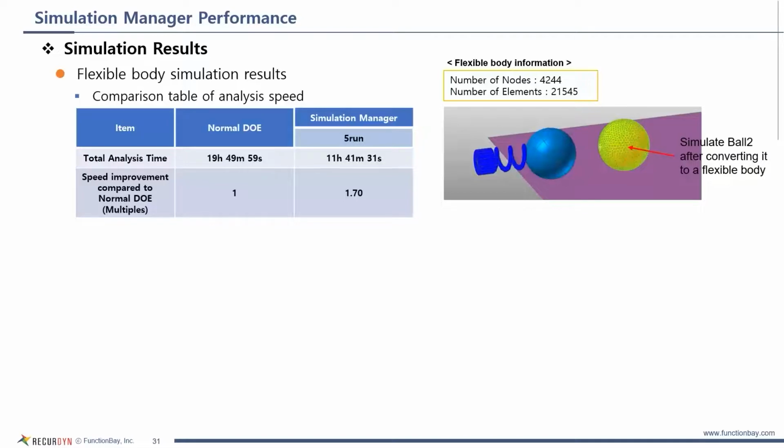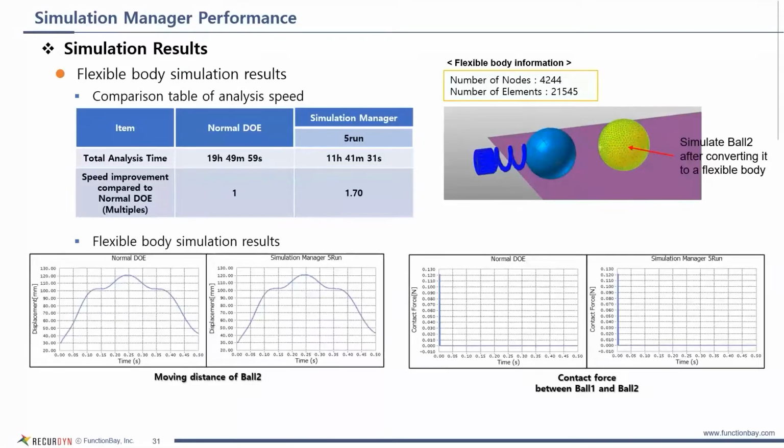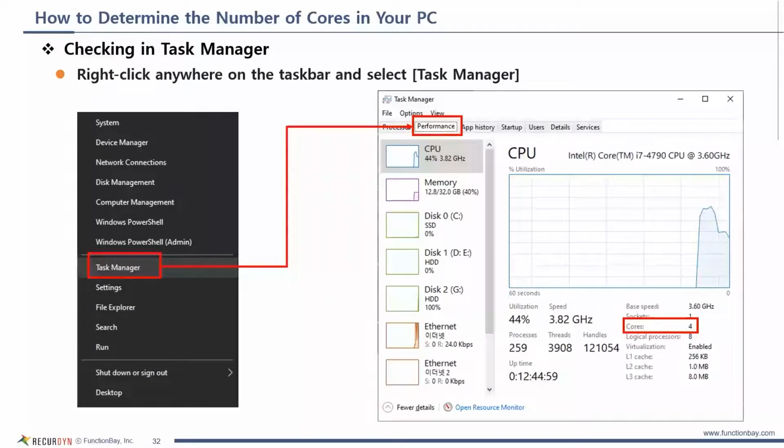And when running normal DOE and running DOE using Simulation Manager, both the displacement graph of ball 2 and the contact force graph between ball 1 and ball 2 appear to be identical. As explained earlier, it is recommended to set the number of runs as many as the number of PC cores in Simulation Manager. Here's how to check how many cores your computer has. After running Task Manager, check the number of cores under the Performance tab.